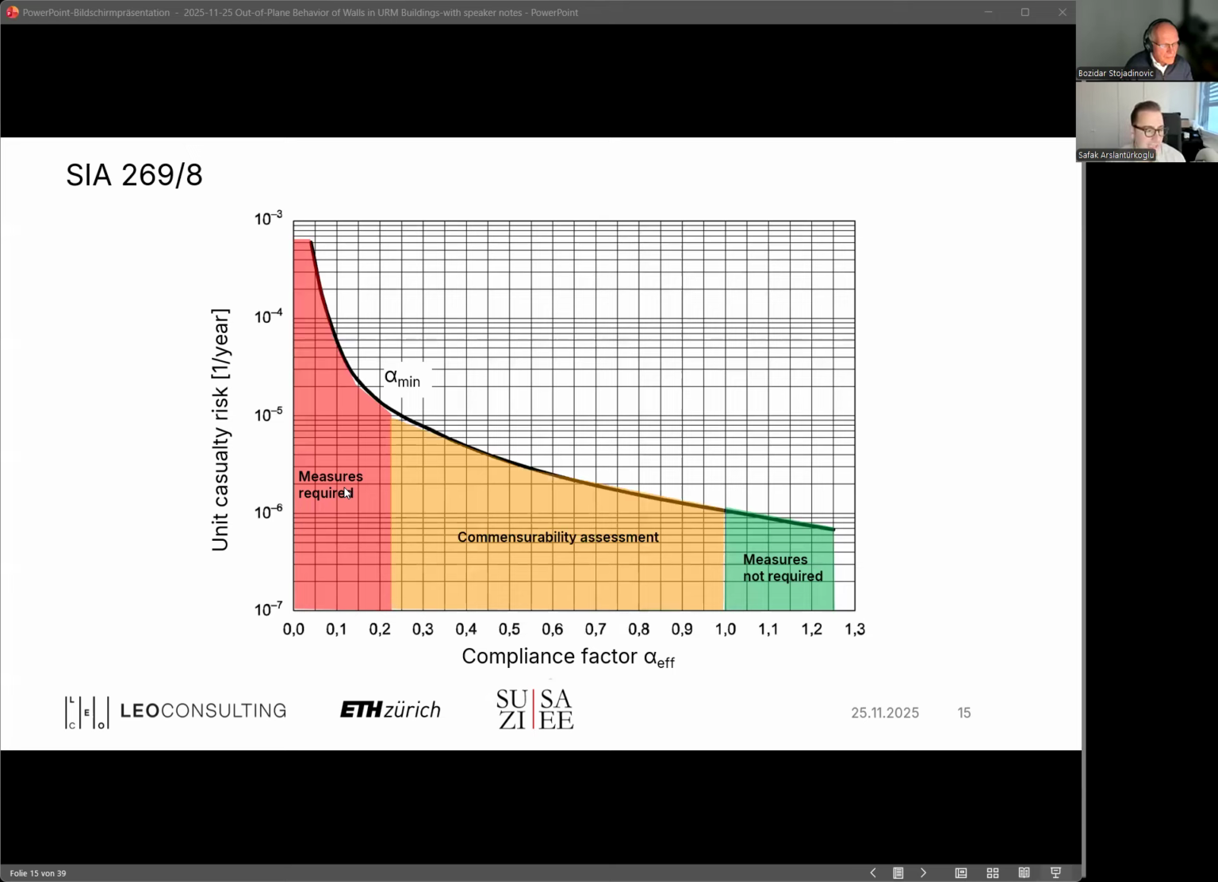Existing buildings are usually in this yellow or orange region between alpha min and 100% compliance. In that region, we have to perform an assessment called commensurability, which is a term for the cost-benefit analysis of a retrofit measure. We look at how many years the building is expected to serve, what the service life is, how many people are living in there, and how much the retrofit costs. If the risk can be reduced with a reasonable financial cost, then the retrofit is to be done. If not, then the existing risk can be accepted. This concept is important because I will use it, especially this alpha min corresponding to 25%.